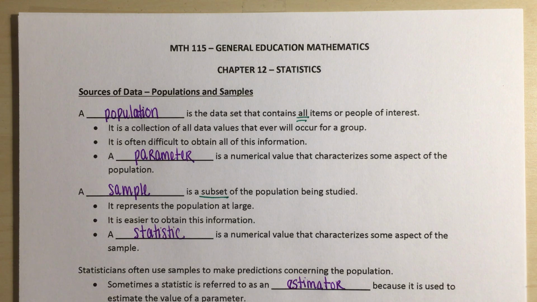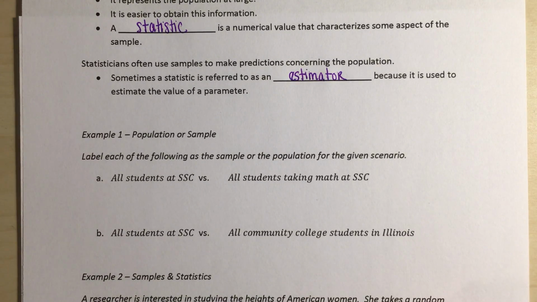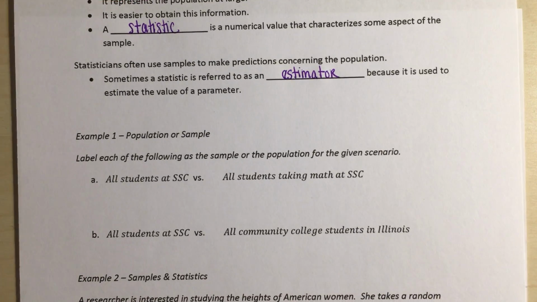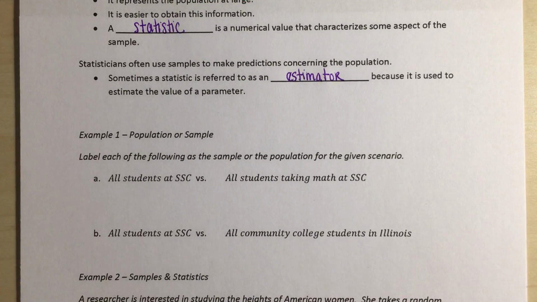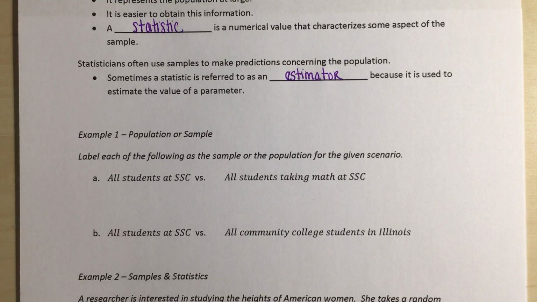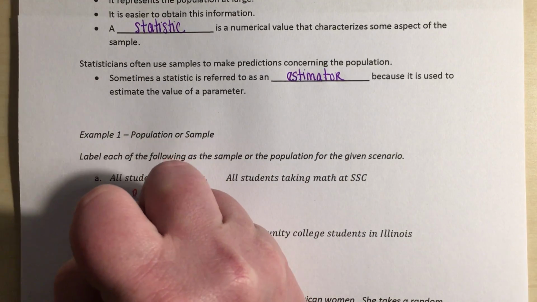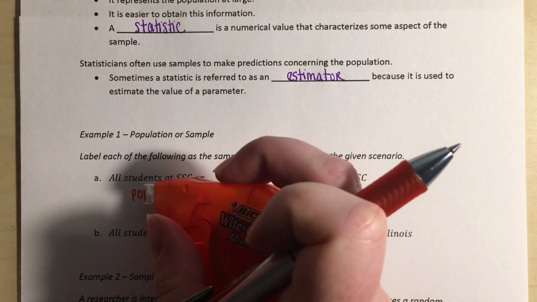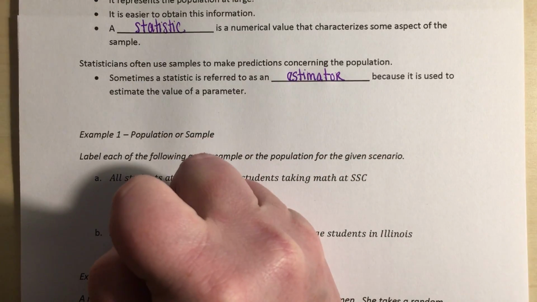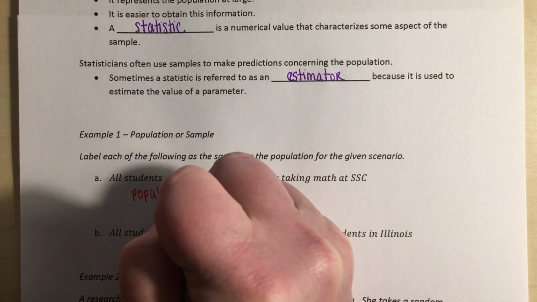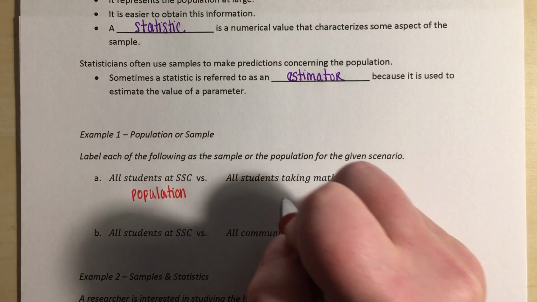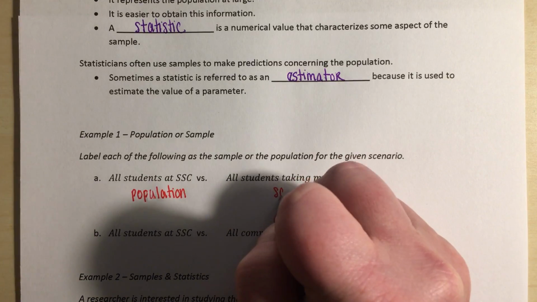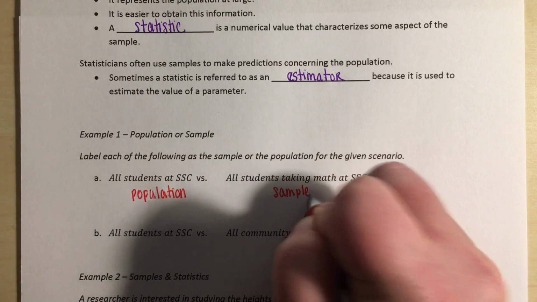Right, so in these first couple of examples down at the bottom, we're going to go through and talk a little bit more about our populations or samples. In example 1, label each of the following as the sample or the population in the given scenario. All students at SSC versus all students taking math at SSC. Our larger group is going to be all students at South Suburban. So that is going to be our population. And all students taking math at SSC is going to be our smaller subset of the group. That is going to be our sample.